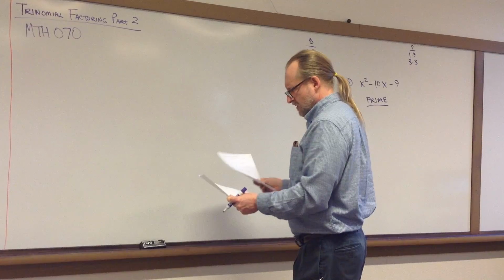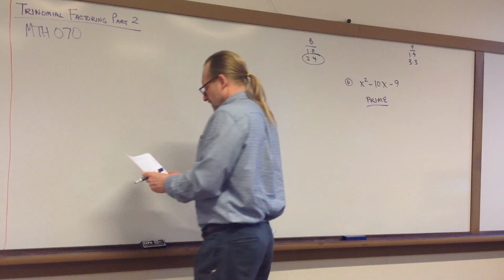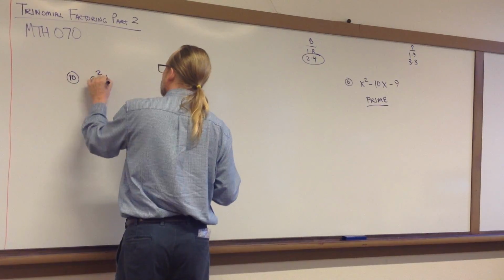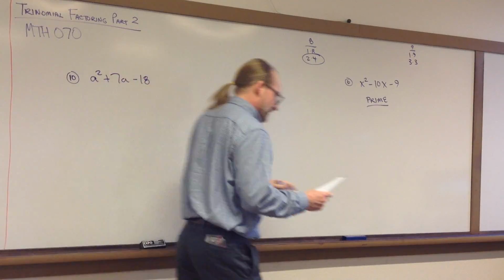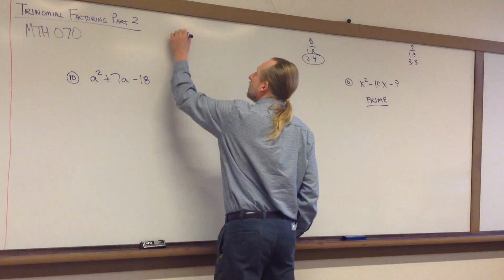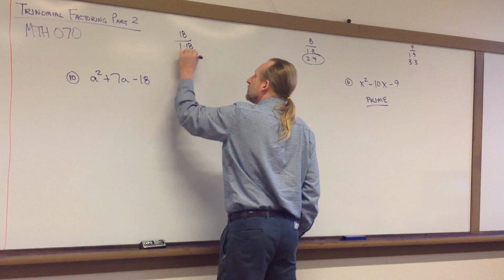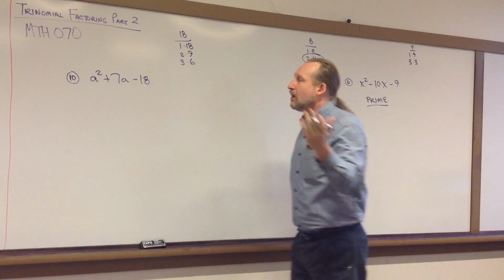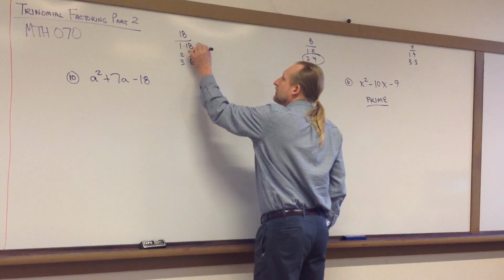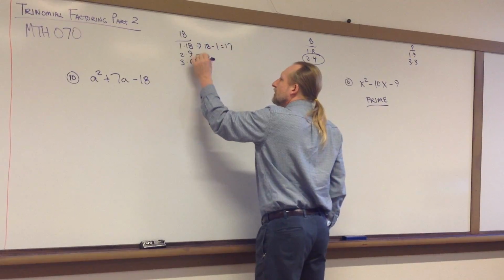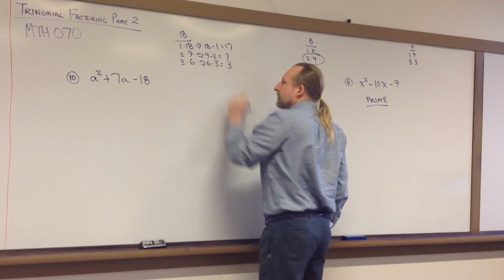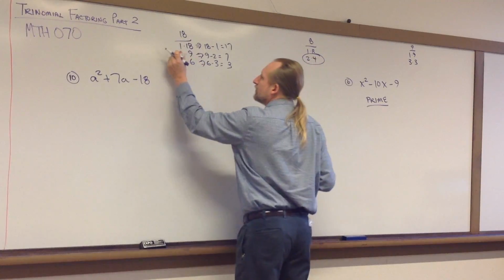All right, let's see here. Let's look at problem 10. Here we've got a squared plus 7a minus 18. So, if we look at the factors of 18, you could have 1 times 18, 2 times 9, 3 times 6, 4 and 5 don't divide in, and so that's it. Okay? So, these have a difference of 17. These have a difference of 7. These have a difference of 3. So this is the one that we're looking for, 2 times 9.